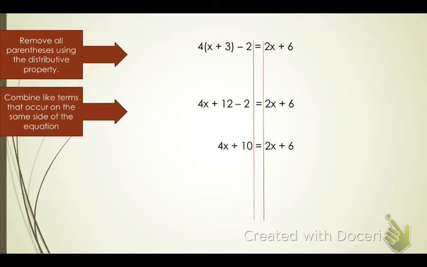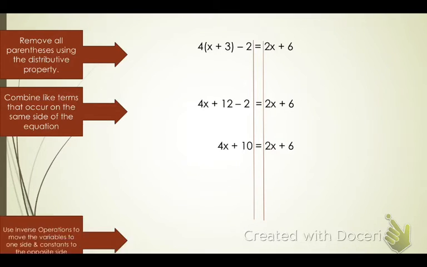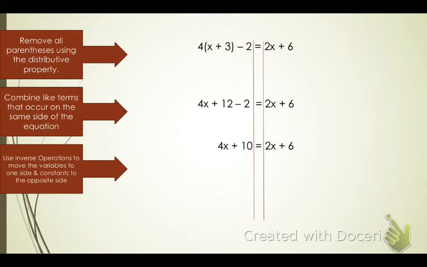Now there are no more like terms on just one side of the equation, so my goal is to move all the variables to one side of the equation and my constants to the opposite side. So I'm going to choose to subtract 2x from both sides because I like to bring my variables over to the left. This will give me 2x plus 10 equals 6.